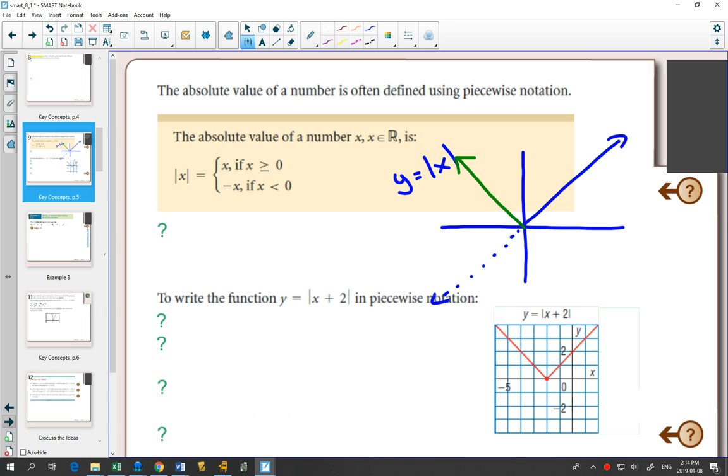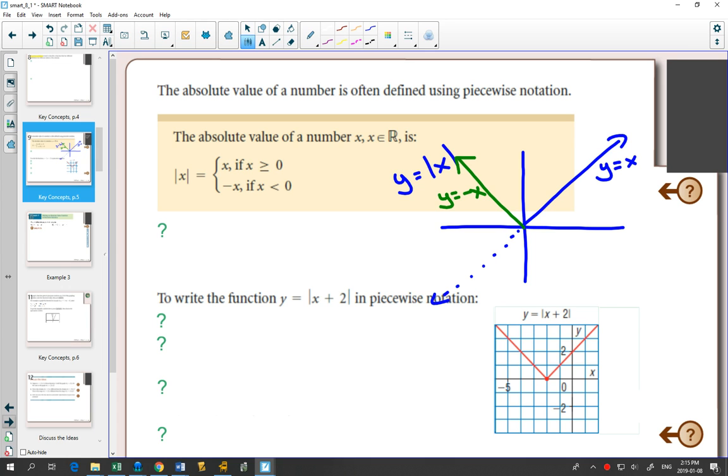What it ends up doing is gives you an equation for two different graphs put together. One part, I'll do it in blue, this part here, we could describe as just the line y equals x. The green line is the line of y equals negative x.